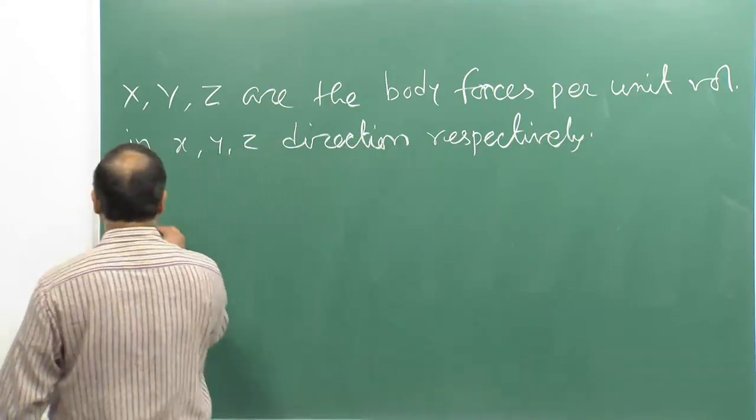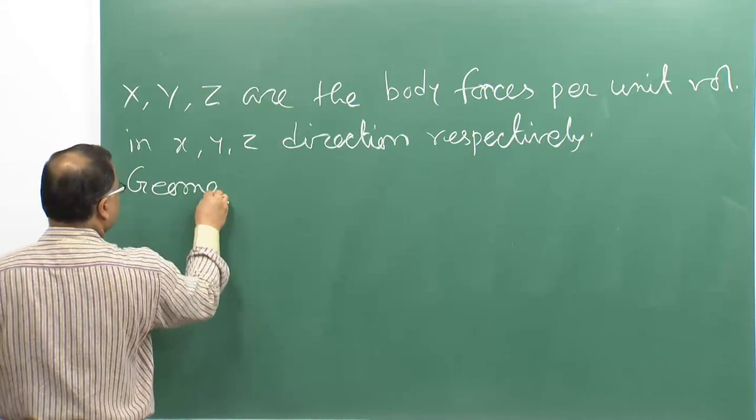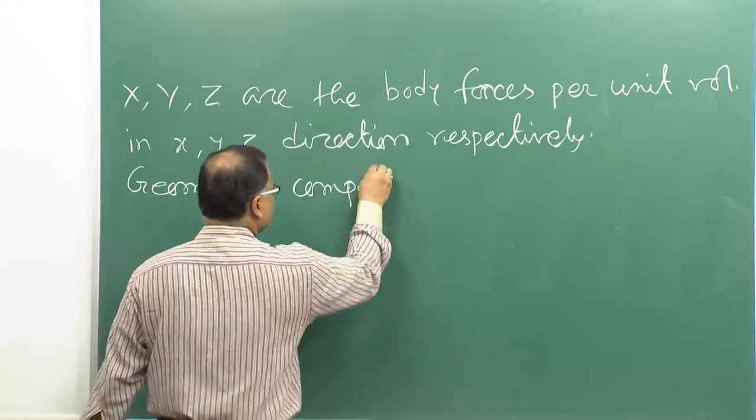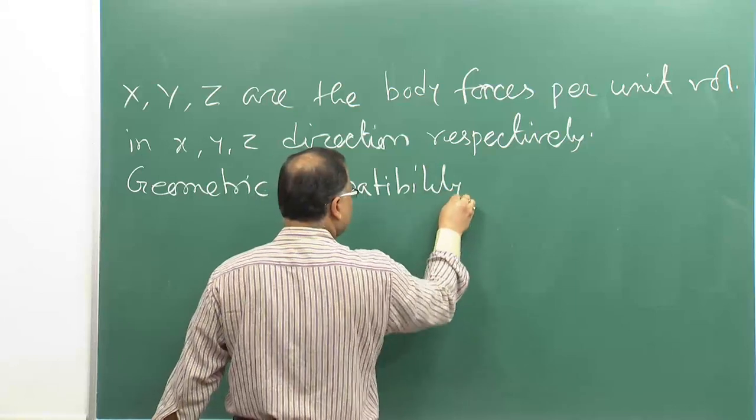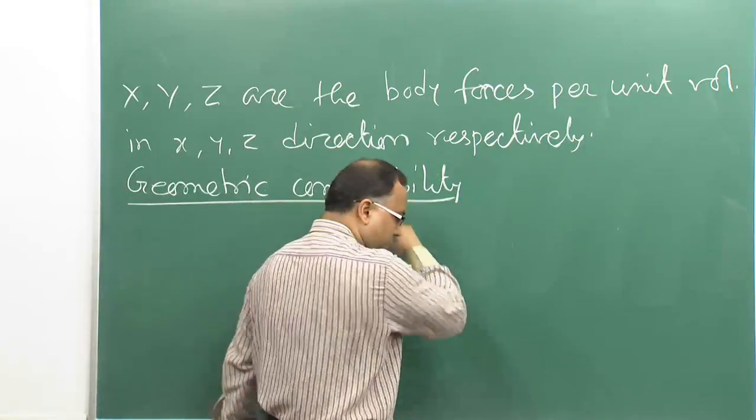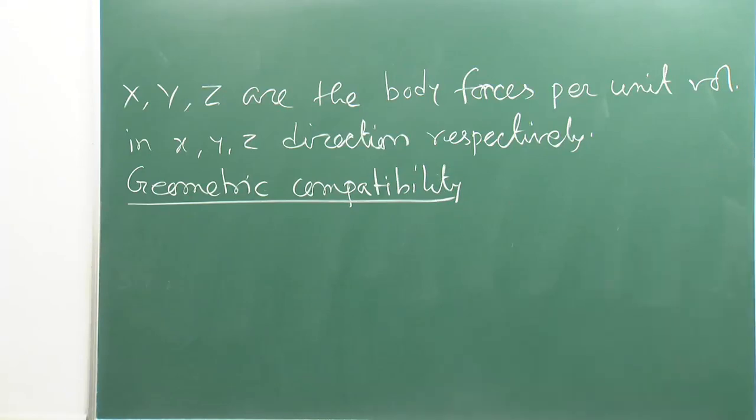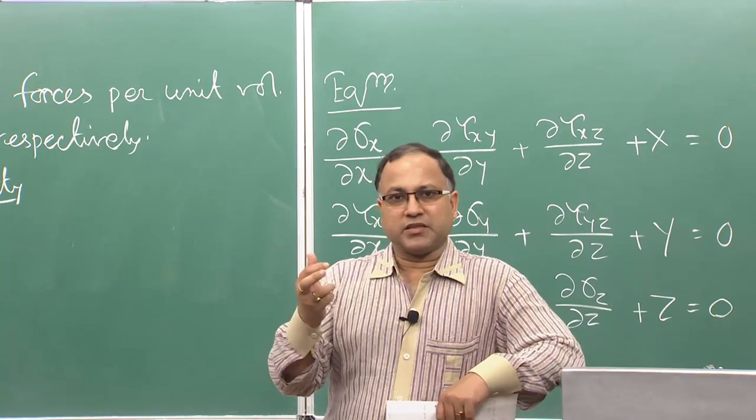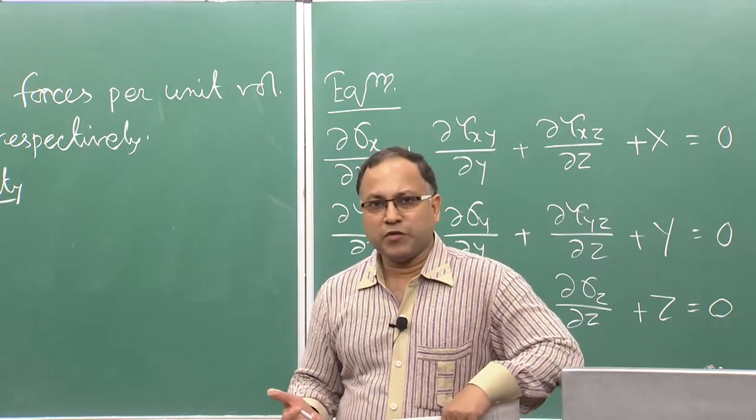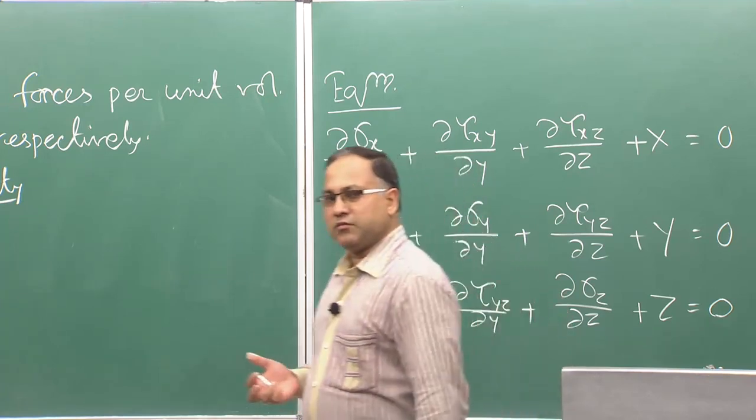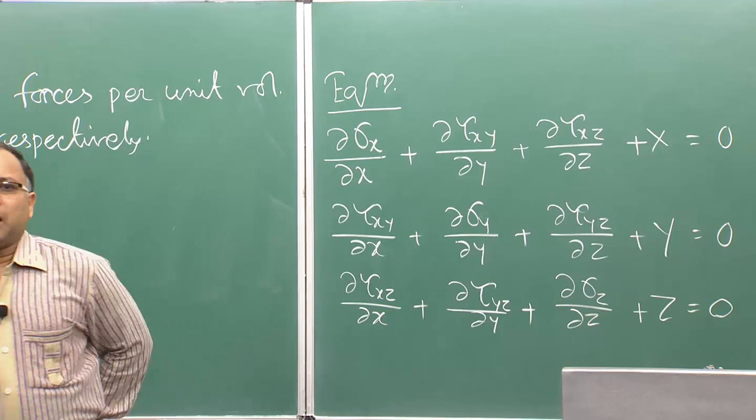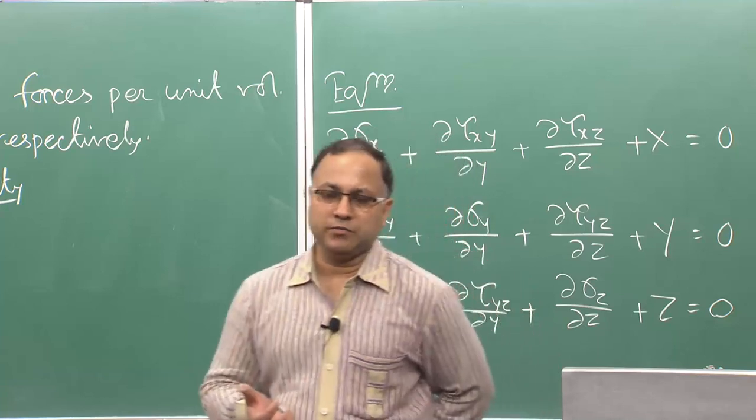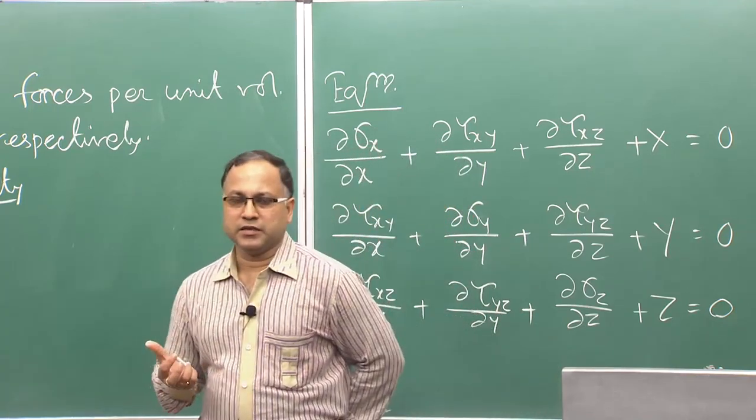Then you have geometric compatibility. Now, what is that? Already from the name itself, it is clear that you are going to satisfy some compatible condition, right? So you have seen that if you apply stress, okay, some strain or the deformation is happening. But this deformation cannot be arbitrary. It should follow some rules. There is some rule of the game, and that rule should be followed by this deformation.